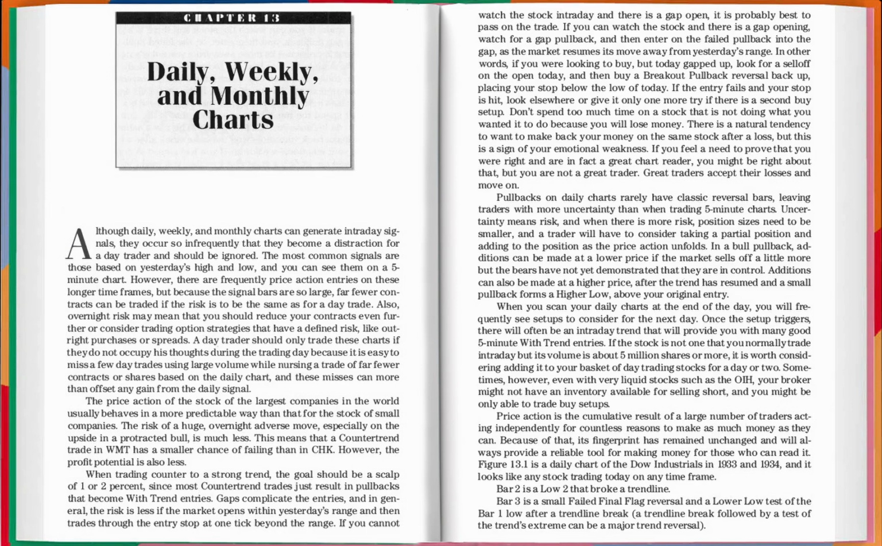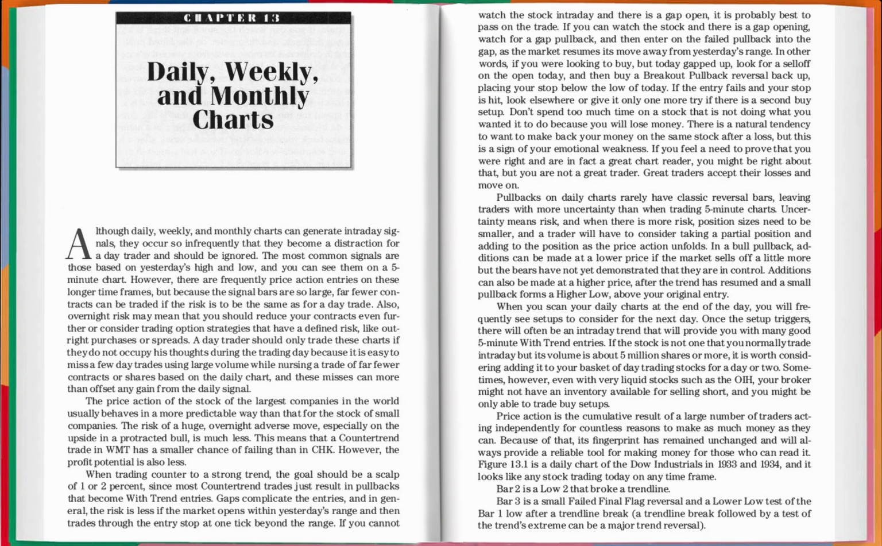Chapter 13, Daily, Weekly, and Monthly Charts. Although daily, weekly, and monthly charts can generate intraday signals, they occur so infrequently that they become a distraction for a day trader and should be ignored. The most common signals are those based on yesterday's high and low, and you can see them on a 5-minute chart. However, there are frequently price action entries on these longer time frames, but because the signal bars are so large, far fewer contracts can be traded if the risk is to be the same as for a day trade.